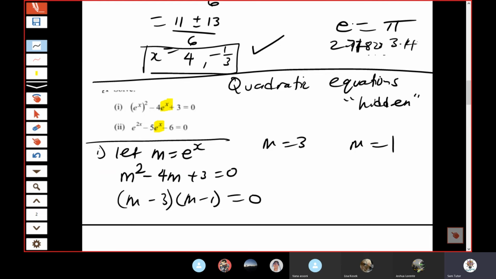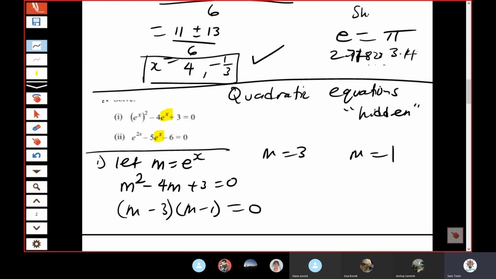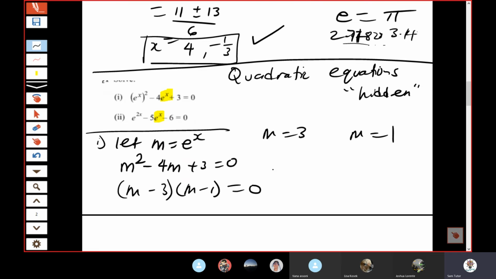So if you want to check out e, you press Shift LN, and then as a power, just put e to the power of 1. So it's just a number, just like pi is a number. So you're not solving for e, you're solving for x. So instead of m, you replace m with e to the x.